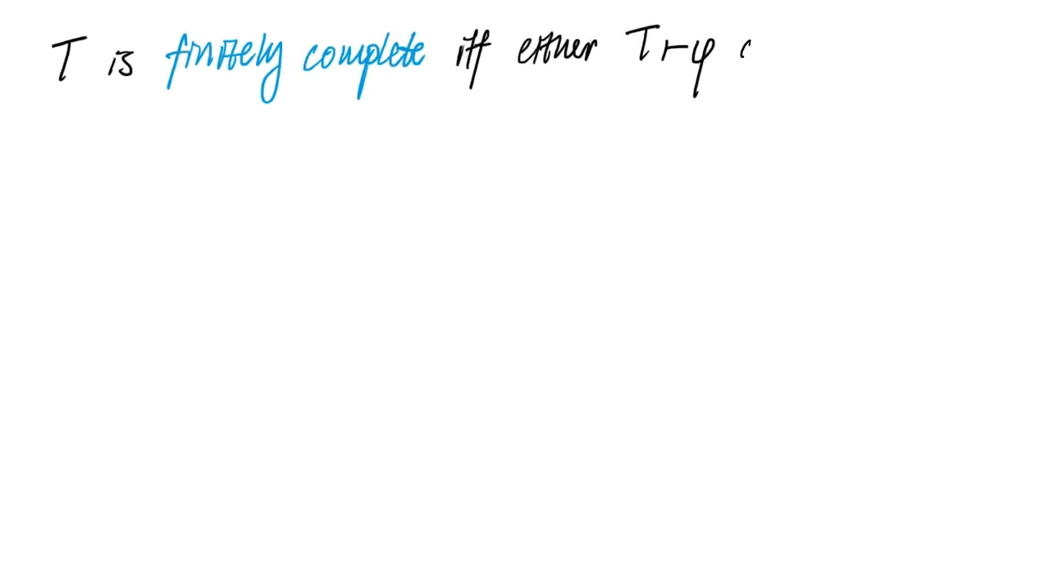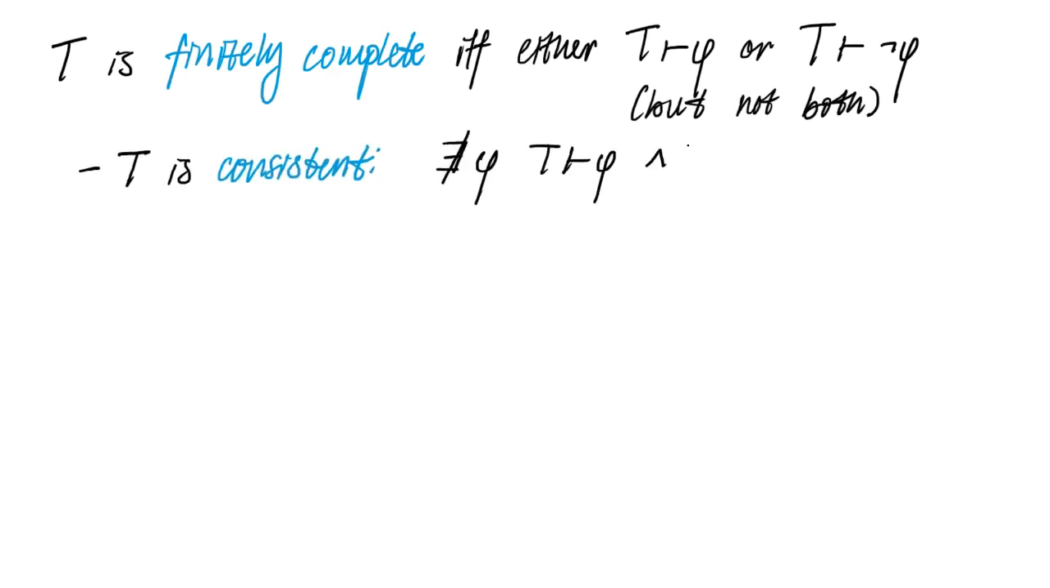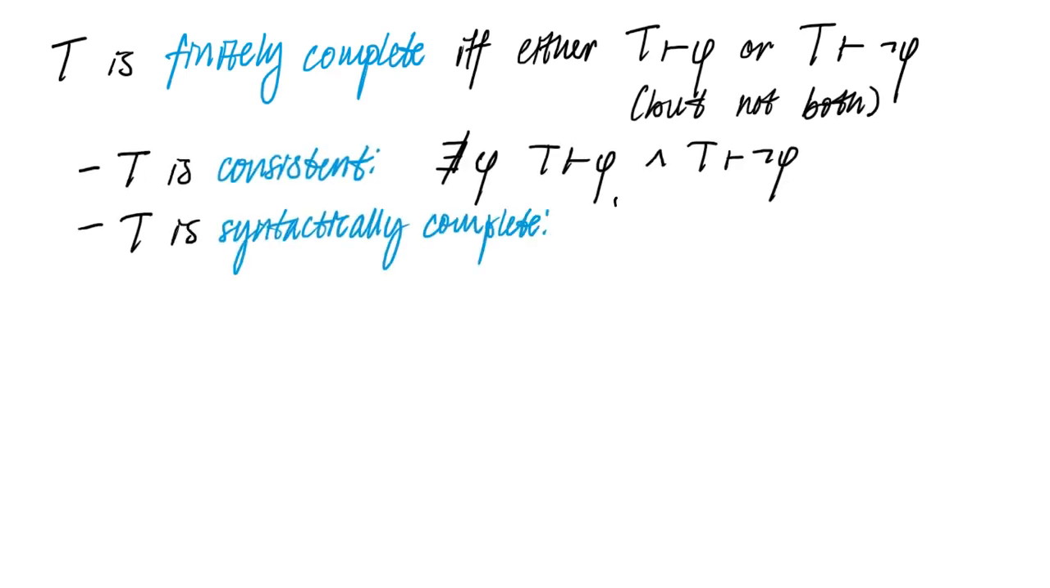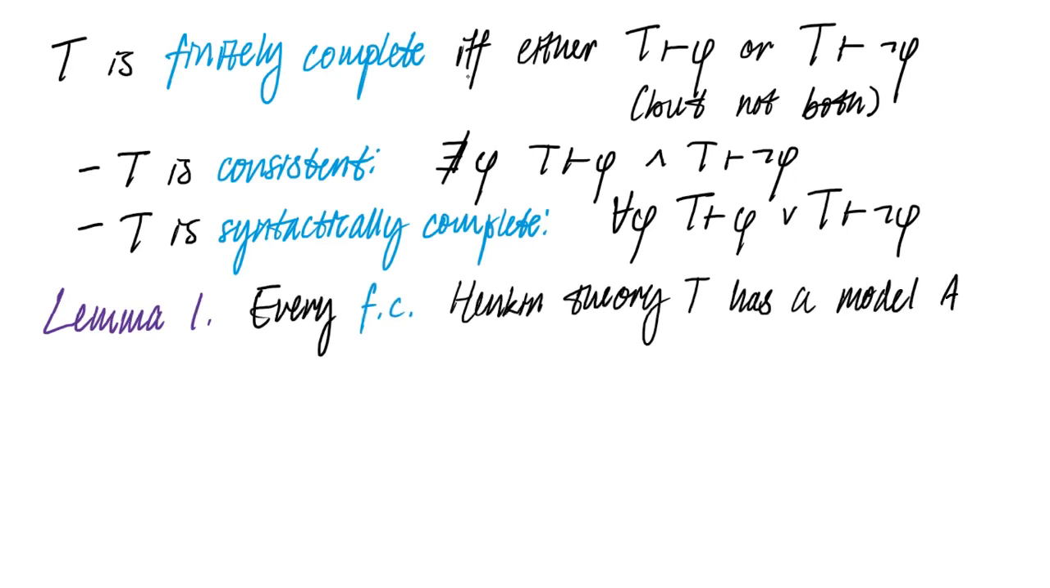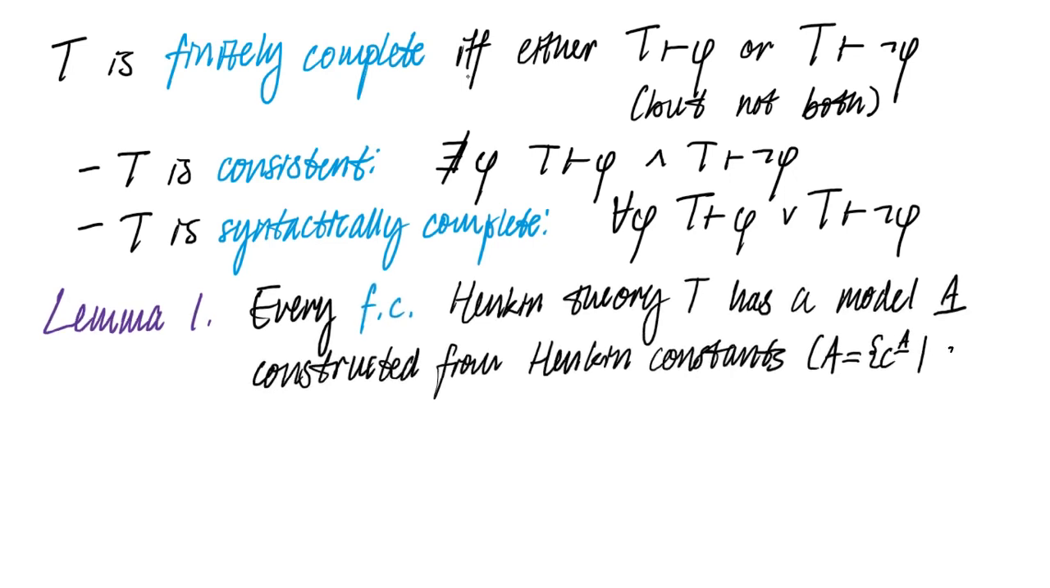We will be using something called finite completeness, which is a stronger version of consistency. A theory T is finitely complete if and only if either T proves phi or T disproves phi, but not both. This is a combination of consistency and syntactic completeness, which you may have seen before. The proof of the completeness theorem relies on two major lemmas. The first lemma says that every finitely complete Henkin theory T has a model A constructed from Henkin constants. The idea is that we can construct a model A by reading the constants off the theory.